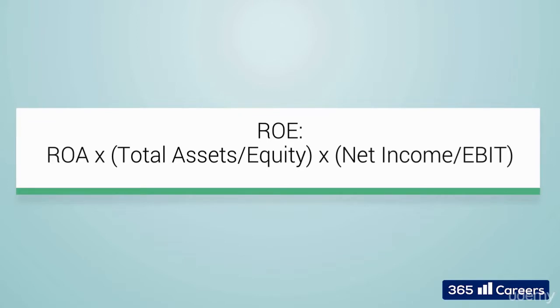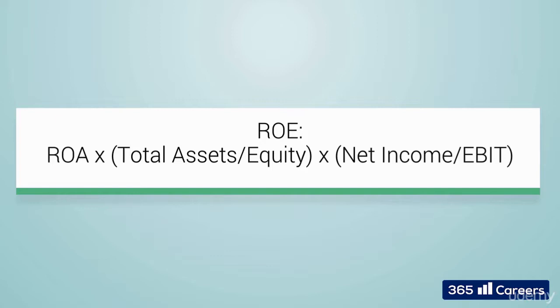The ROE ratio can be decomposed. Take a look at the following formula. It shows us that ROE is equal to the following three components: ROA, the ratio that we saw before, multiplied by total assets over owner's equity, multiplied by net income over EBIT. Each of the three components points to a different aspect of the company's structure.